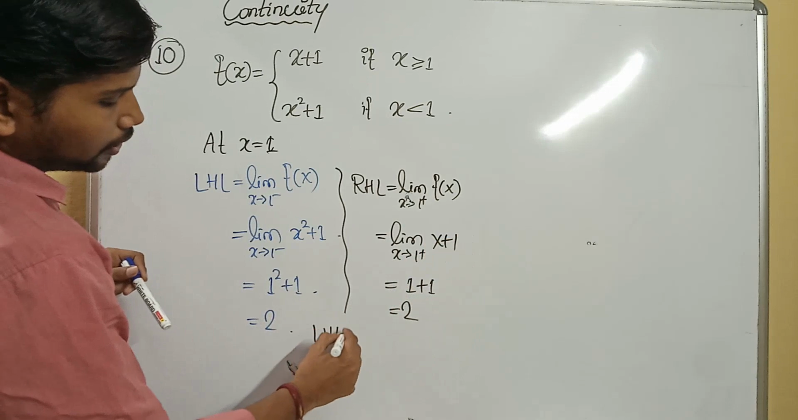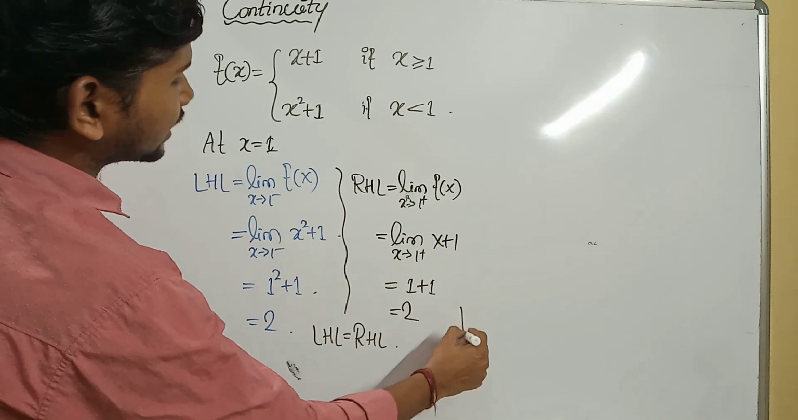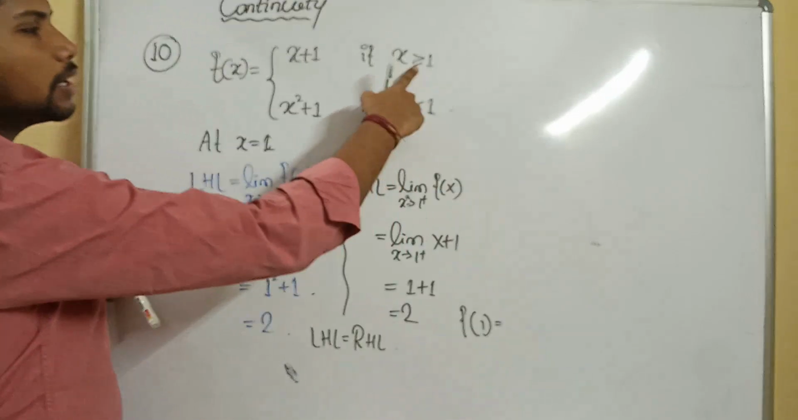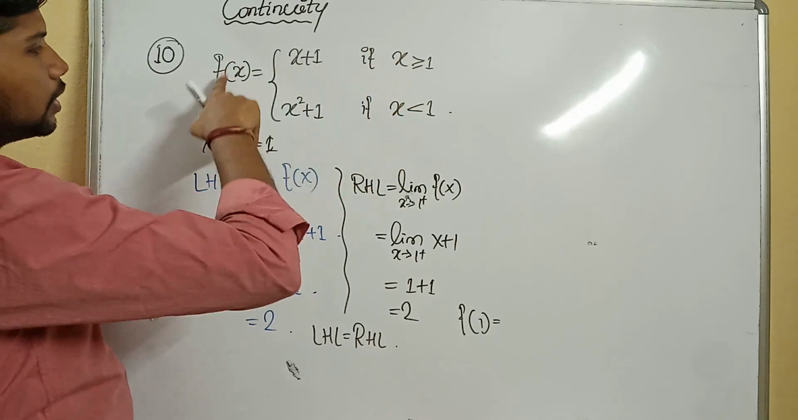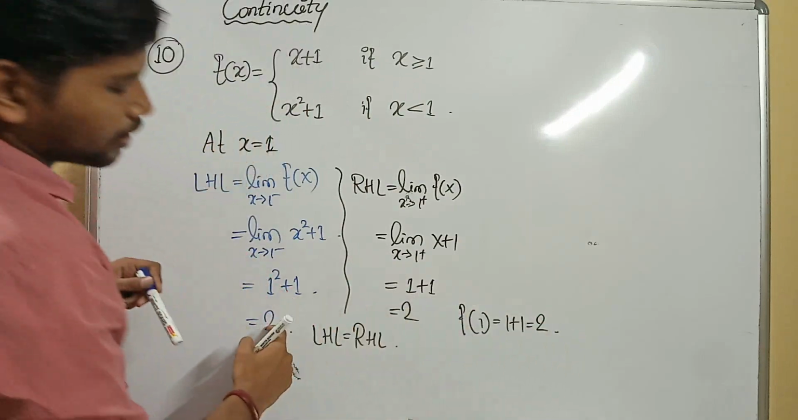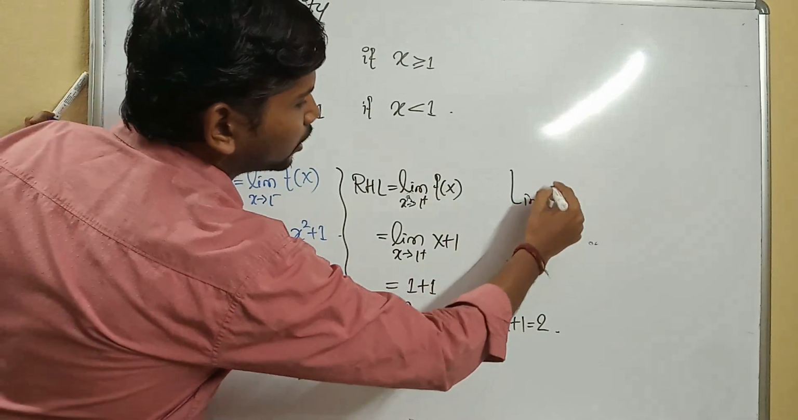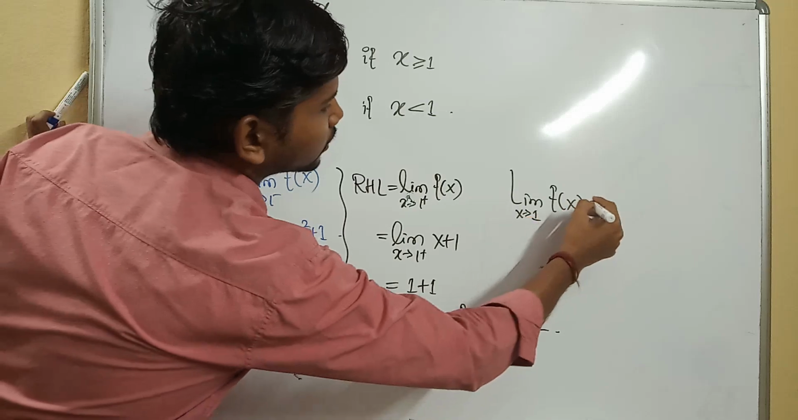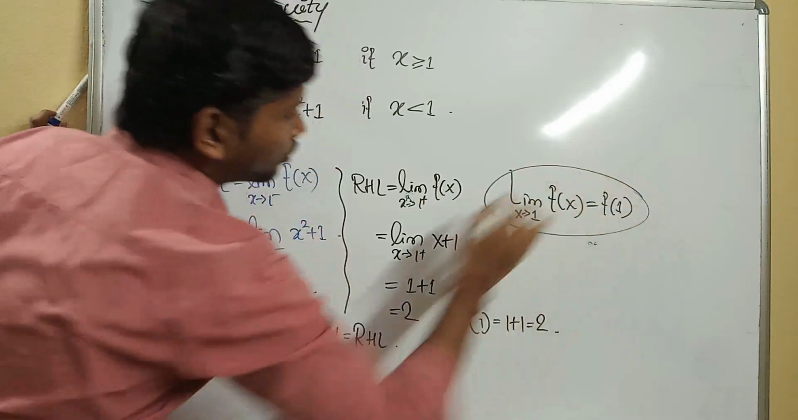Here LHL equal to RHL. Okay, I need to check at that point also. What is at that point? f of exactly 1. What is f of 1? Equal to 1 is the first function or the second function? Yes, it is the first function. f of x is x plus 1. f of 1 is 1 plus 1. It is 2. Okay, whether the limit of the function is equal to the value at that point, we can conclude here the limit of f of x as x tends to 1 is equal to what? f of 1, means the function is a continuous function.